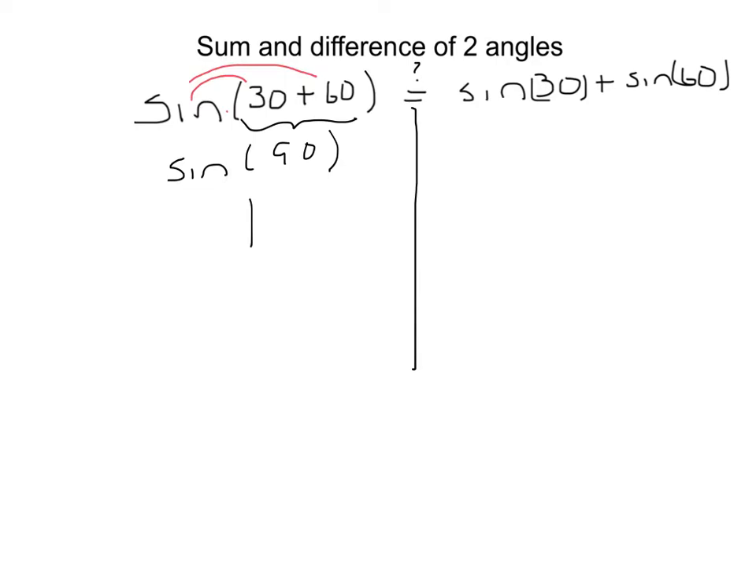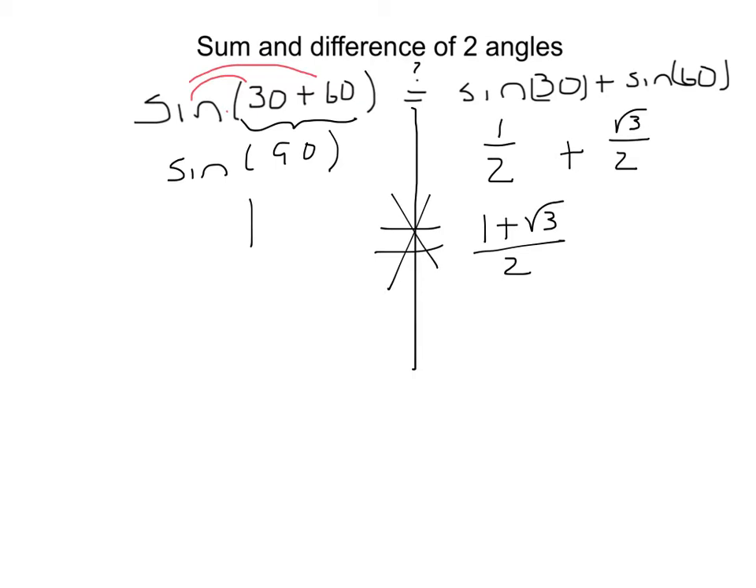We also know from our special angle ratio chart that the sine of 30 is 1/2, and the sine of 60 is radical 3 over 2. You don't have to be a rocket scientist to realize that 1/2 plus radical 3 over 2 is not 1. When I combine them into a common fraction, that is definitely not the same. So I can say, no, they are not the same.